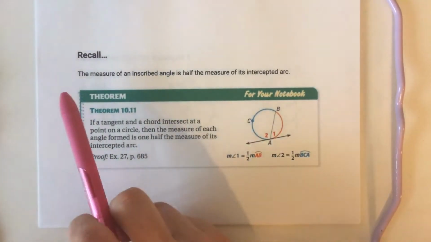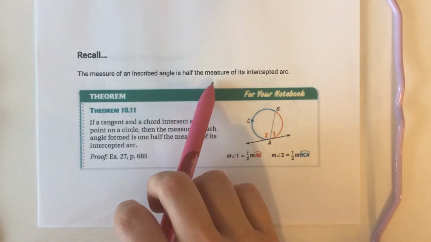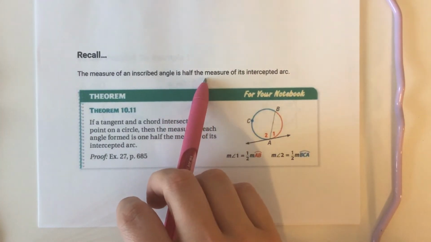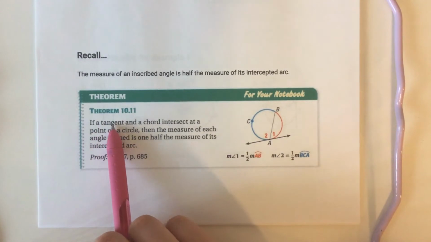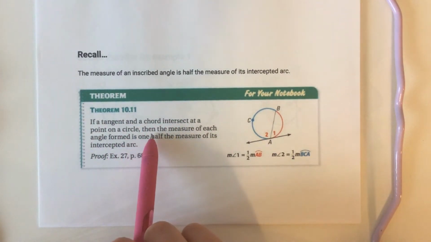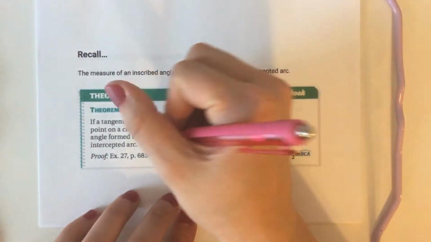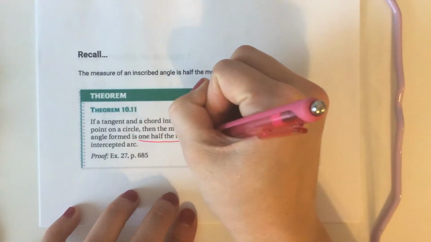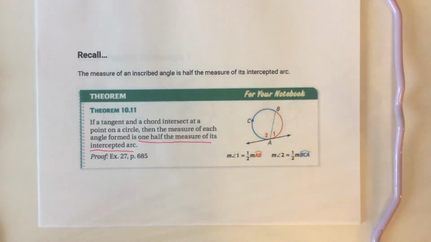Before we dive into it, just remember that the measure of an inscribed angle is half the measure of the intercepted arc. That was the theorem we learned in section 10.4. Moving on today, our new theorem: if a tangent and a chord intersect at a point on the circle, then the measure of each angle formed is 1/2 the measure of the intercepted arc. So we're sticking with the 1/2 measure of the intercepted arc. That makes our life easier because it's the same as the last theorem we had with inscribed angles.